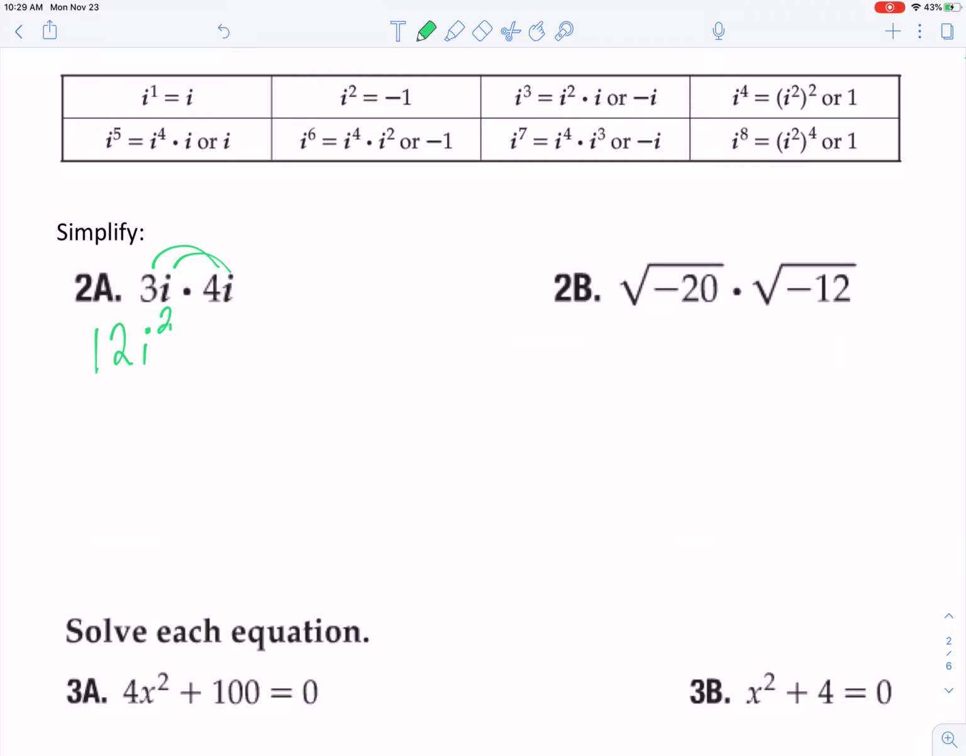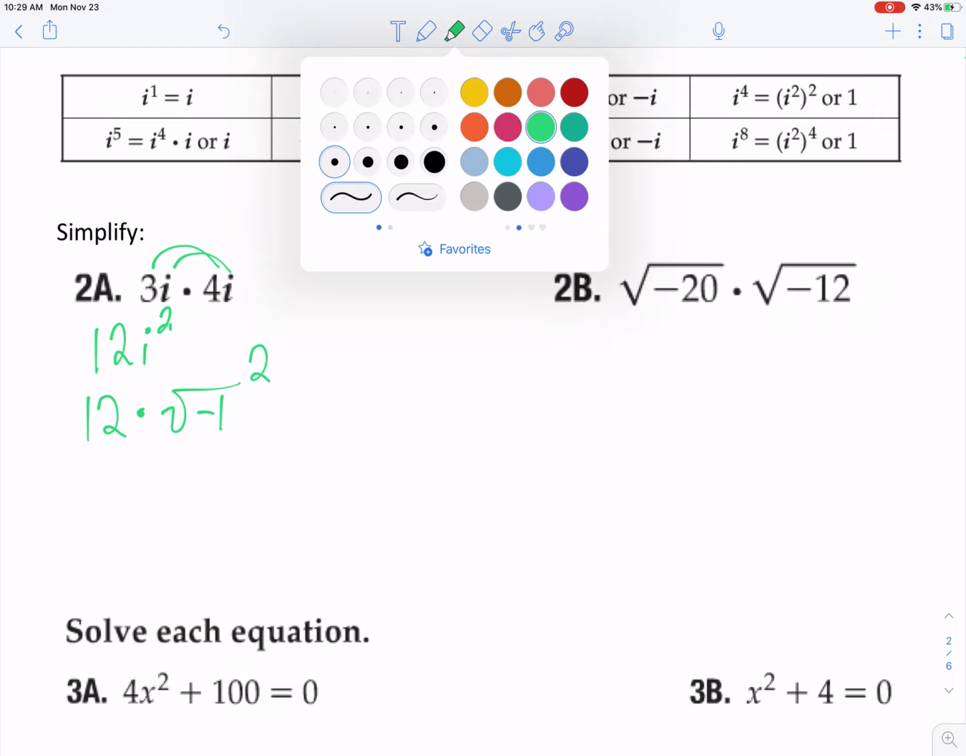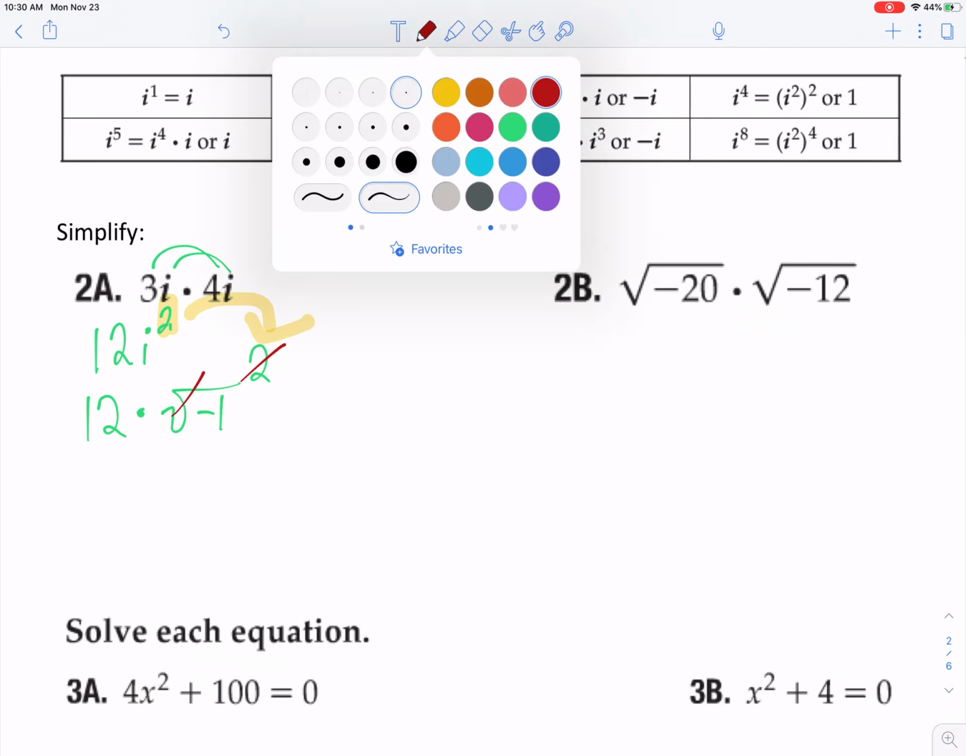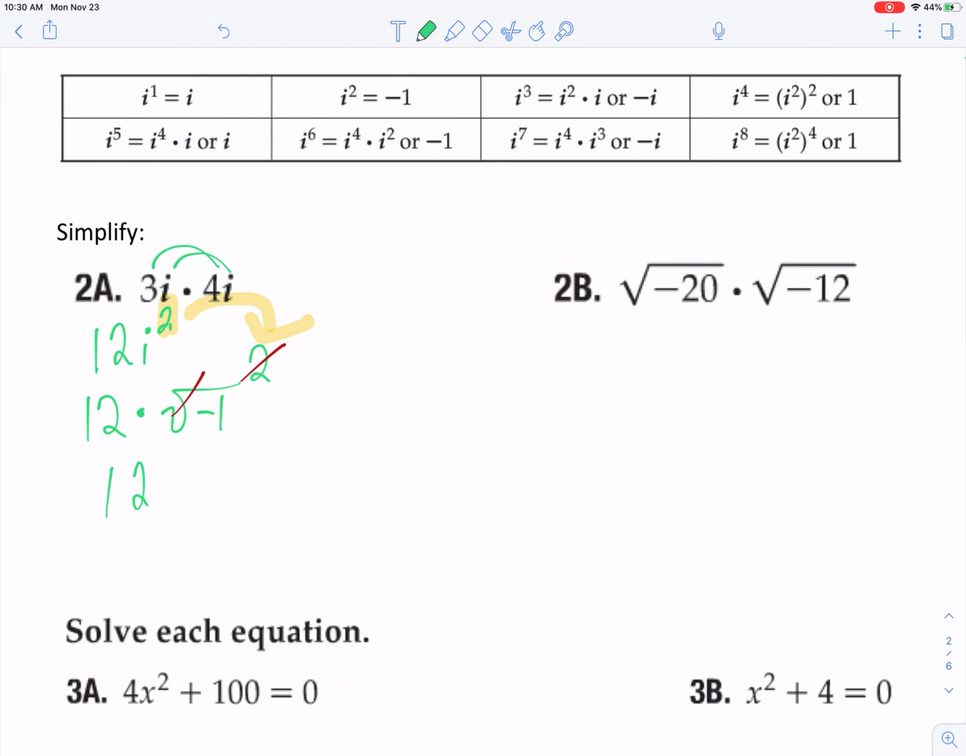But let's stop for a second and ask ourselves, what does i equal? i is the square root of negative 1. And in this case, it's being squared, thanks to that little guy right here, right? Now, hold on. If you are squaring a square root, those simplify, right? Cancels out. So now you just have 12 times negative 1, which is just negative 12.